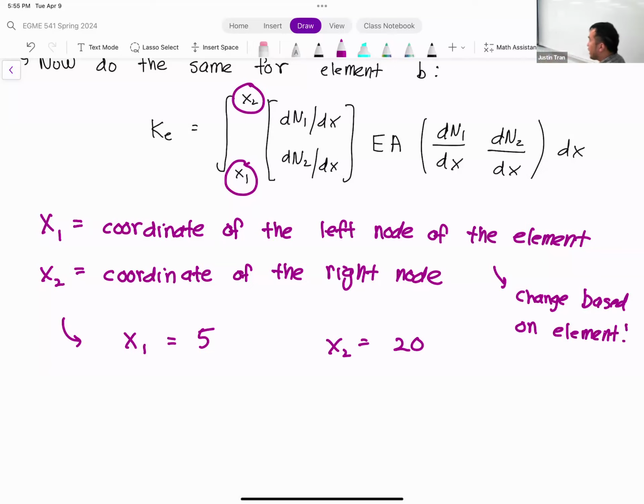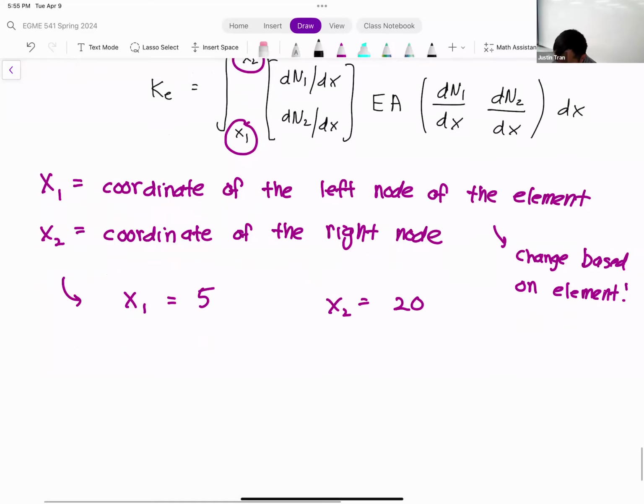Okay. So you want to be careful about that. And I know the terminology and the symbols kind of make it a bit confusing because I use x1, x2 for a lot of different things. But just know that when you're plugging into the formulas for the element stiffness matrix and the shape functions and the element forcing vectors, that's what these x1, x2 are referring to.